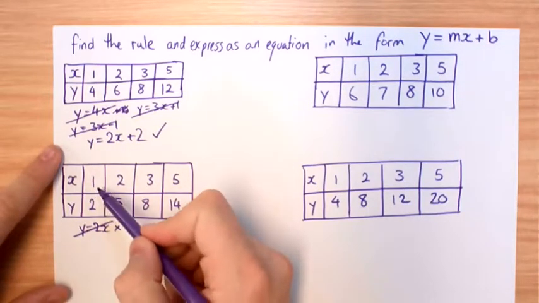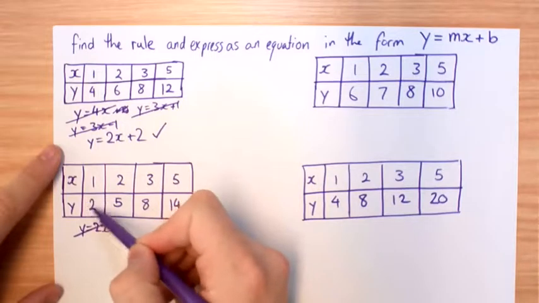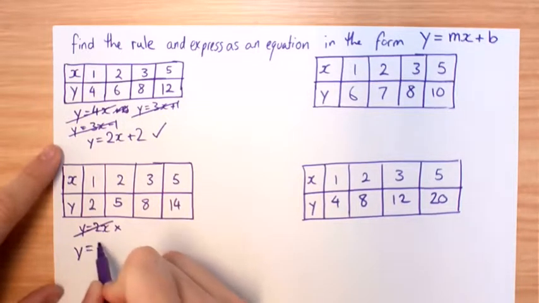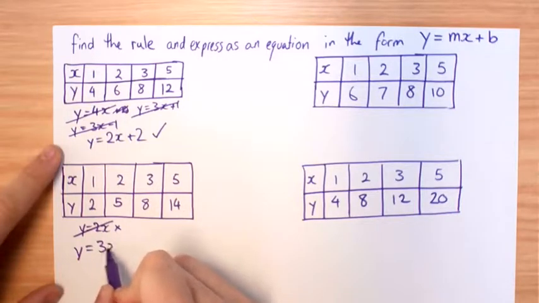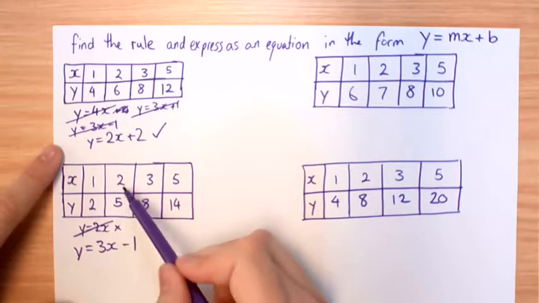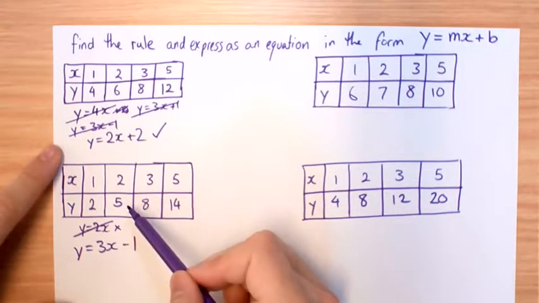Well, what if it was just 3 times 1? Okay, 3 times 1 would be 3, and what do we need to minus to get to 2? Well, it'll just have to be 1. So let's try this one out: 3 times x minus 1. Does that fit for these? 3 times 2 is 6, minus 1 is 5, so that one works.